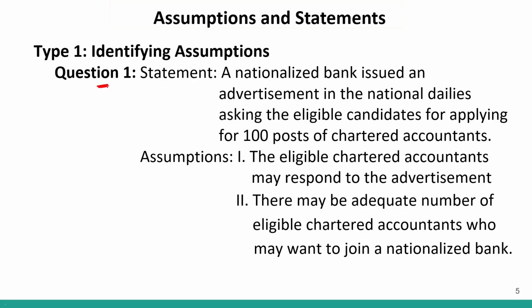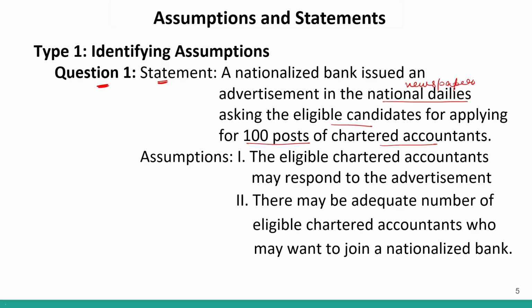Question number 1, statement is given to us and two assumptions are given to us. Now, the statement says a nationalized bank issued an advertisement in the national dailies. National dailies is, let's say, a newspaper. So in a newspaper, they issued an advertisement asking the eligible candidates for applying for 100 posts of chartered accountants. So a nationalized bank has issued an advertisement in a newspaper, saying that they have 100 posts for chartered accountants and whoever is eligible can apply.